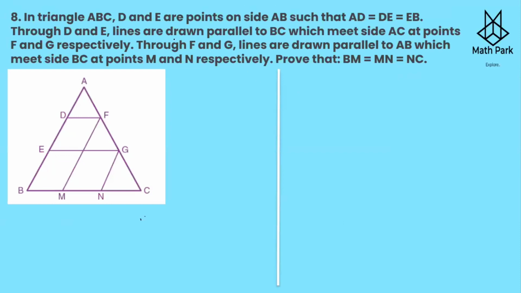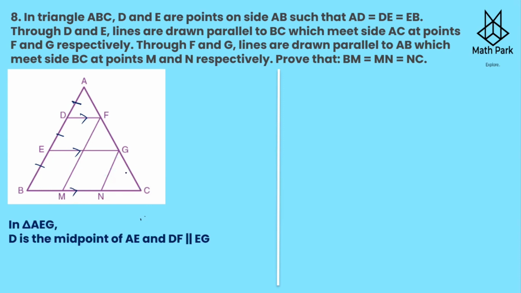In triangle ABC, D and E are the points on side AB such that AD is equal to DE is equal to EB. Through D and E, the lines are drawn parallel to BC. So you have DF is parallel to EG is parallel to BC. These three lines meet BC at points M and N respectively. We have to prove that BM is equal to MN is equal to NC.